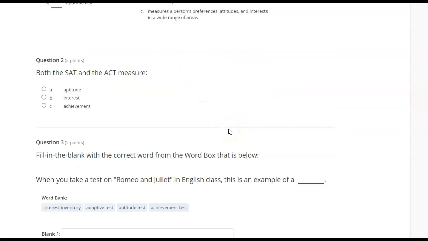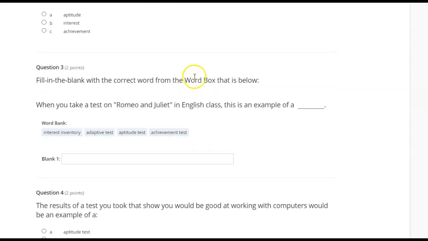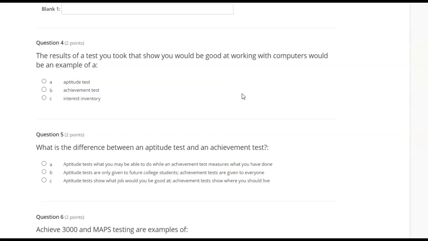Both the SAT and the ACT measure A. Aptitude, B. Interest, C. Achievement. Fill in the blank. When you take a test on Romeo and Juliet in English class, this is an example of interest inventory, adaptive test, aptitude test, achievement test. The results of a test you took that show you would be good at working with computers would be an example of an A. Aptitude test, B. Achievement test, C. Interest inventory.